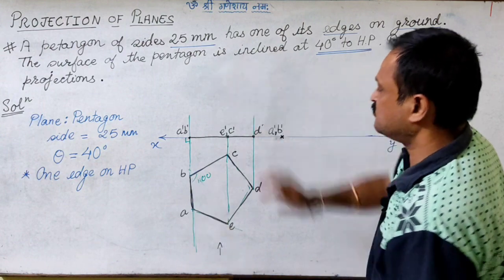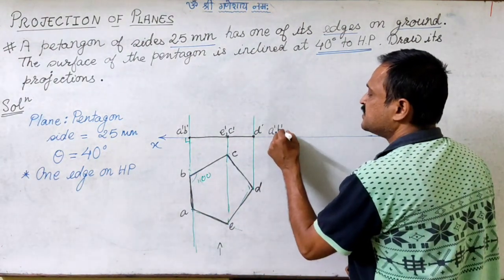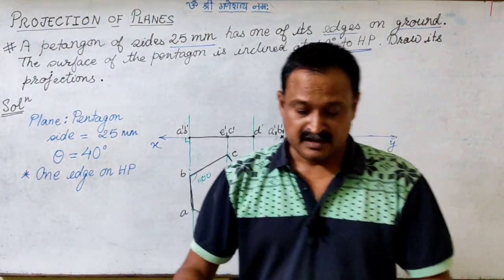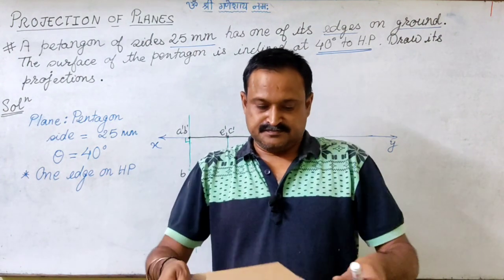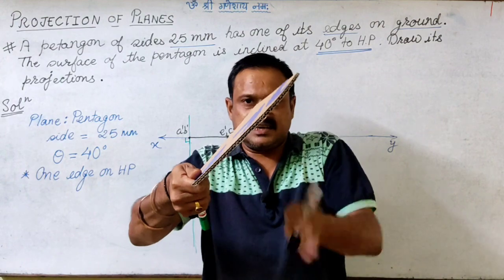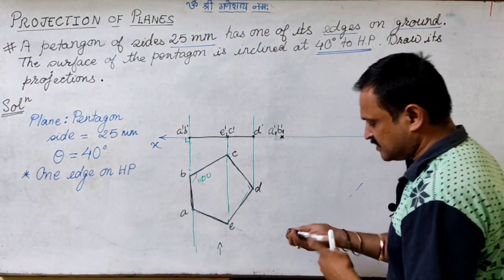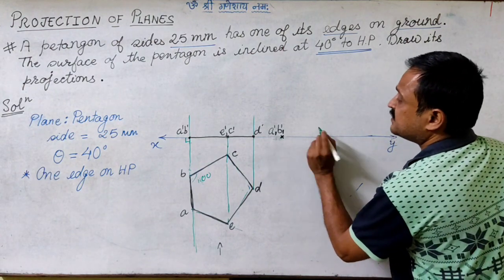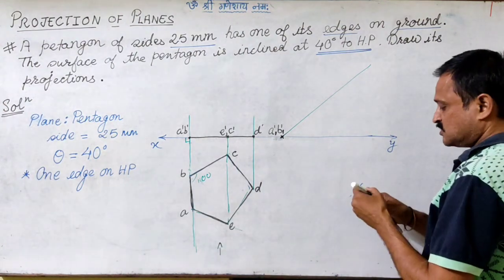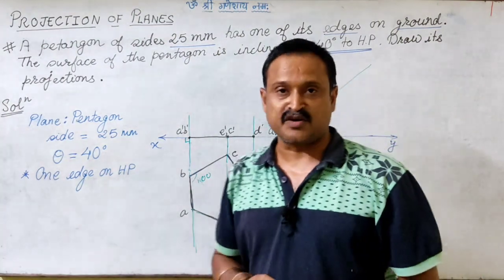So it is coming out this way and AB remaining on the ground. So this is the first step, A1 dash B1 dash. How much we have to lift so that this surface makes an inclination of 40 degrees? So what I can do is I can draw one construction line from A1 dash B1 dash inclined at 40 degrees. So this is theta, which is given to me as 40 degrees.